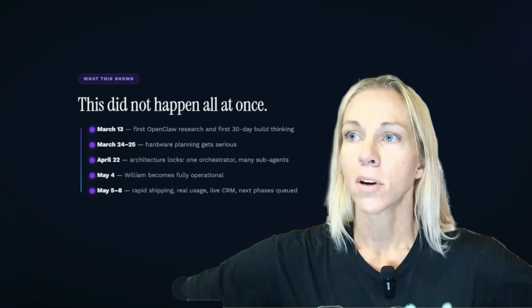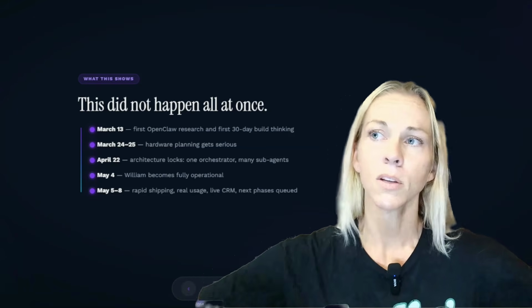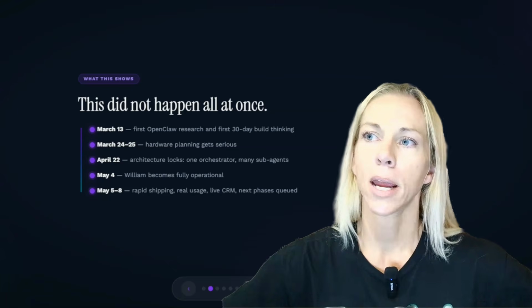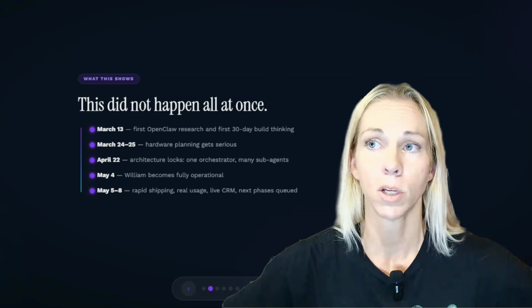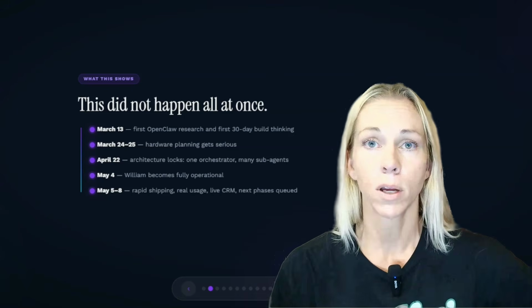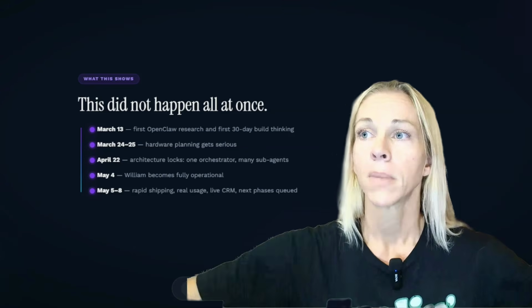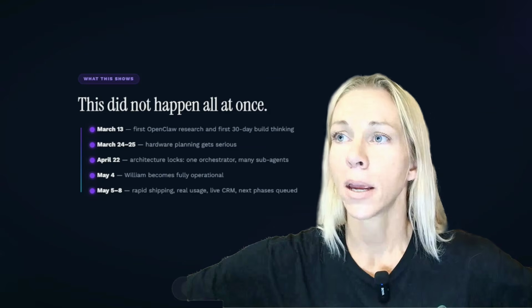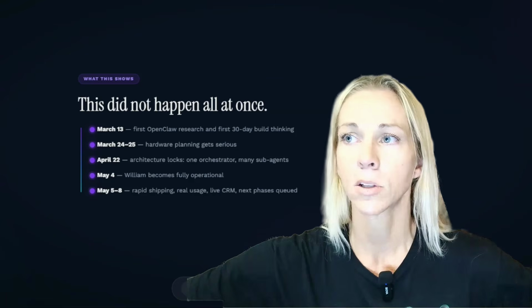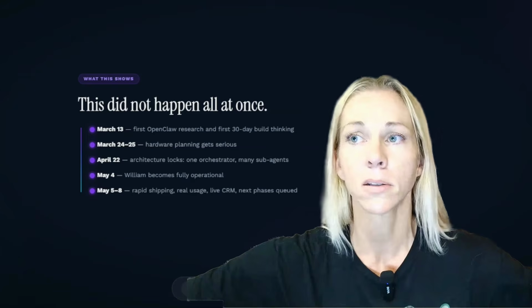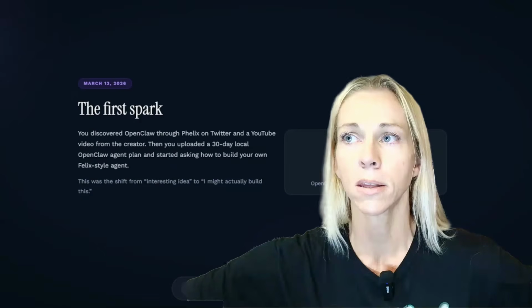So the first spark, I discovered OpenClaw through Felix on Twitter. Felix is the name of a claw that a gentleman had that he was showing everyone what it could do, and it has its own Twitter account and everything. And I uploaded a 30-day local OpenClaw agent plan and started asking how to build my own Alex style agent. And I started researching it. All right, that was March 13th.